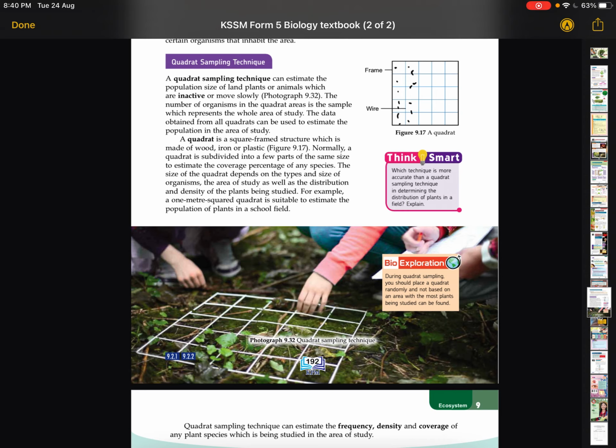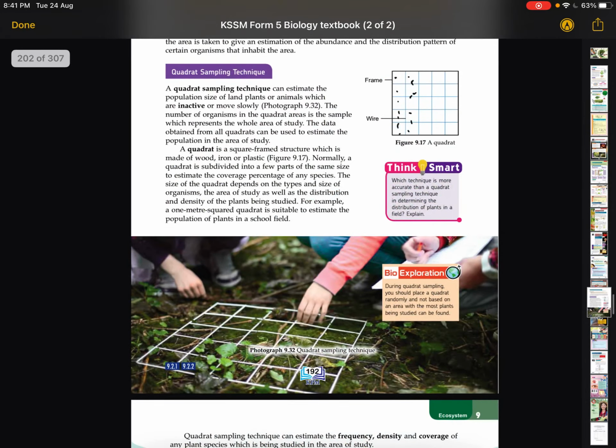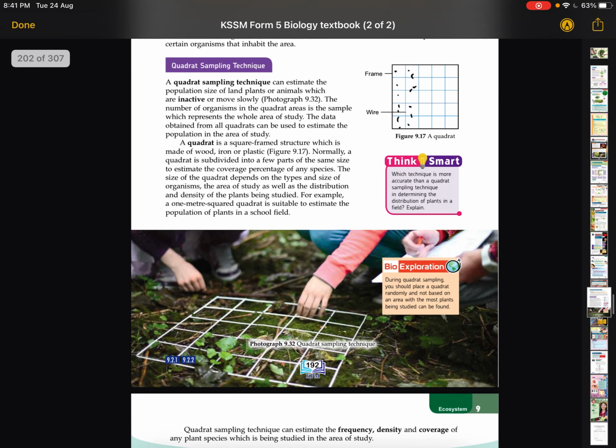So yeah, again, it depends on the size of the organisms, the area of study, as well as the distribution and density of the plants being studied. So you will need to know if your quadrat will be accurate or not. Like, is the plant everywhere, or is it only in a small area?